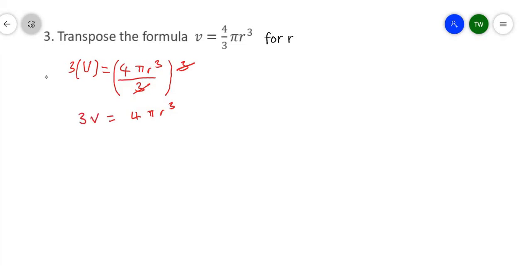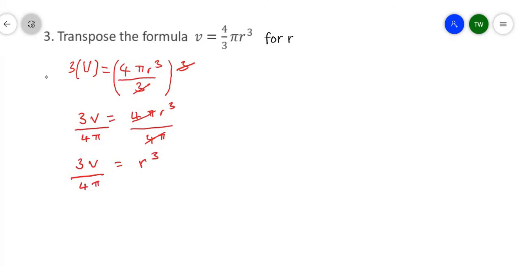Now, when we look at what is happening to r cube, it is being multiplied by 4 pi, which means that we need to transfer this 4 pi to the other side of the formula by doing the opposite, which is to divide both sides by 4 pi. Now note, 4 pi in the numerator will cancel out 4 pi in the denominator, leaves us with just r cubed. And over here we write back what we have, which is just 3v all over 4 pi.